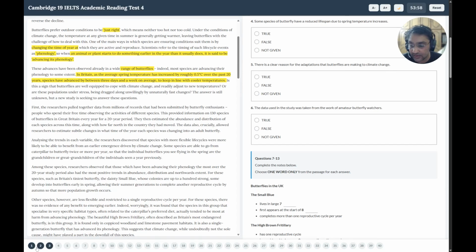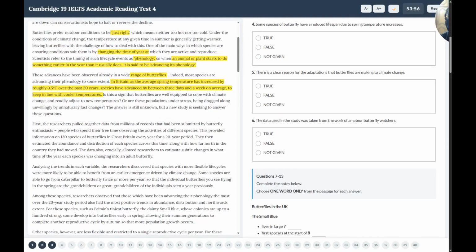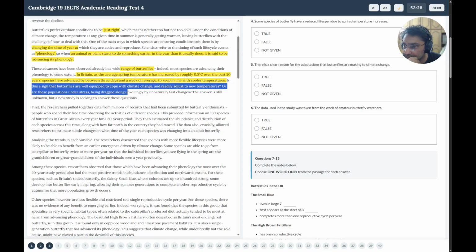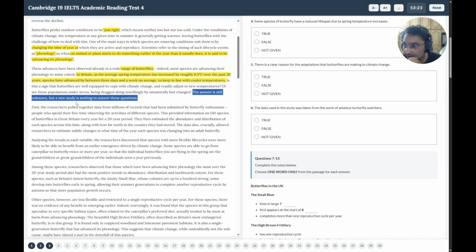You see this? Let me increase the size. Yeah. Okay. So you see this? These are the questions that you have already attempted. Some species of butterfly have a reduced lifespan. No, there is a clear reason for the adaptations the butterflies are making to climate change. The answer is still unknown.